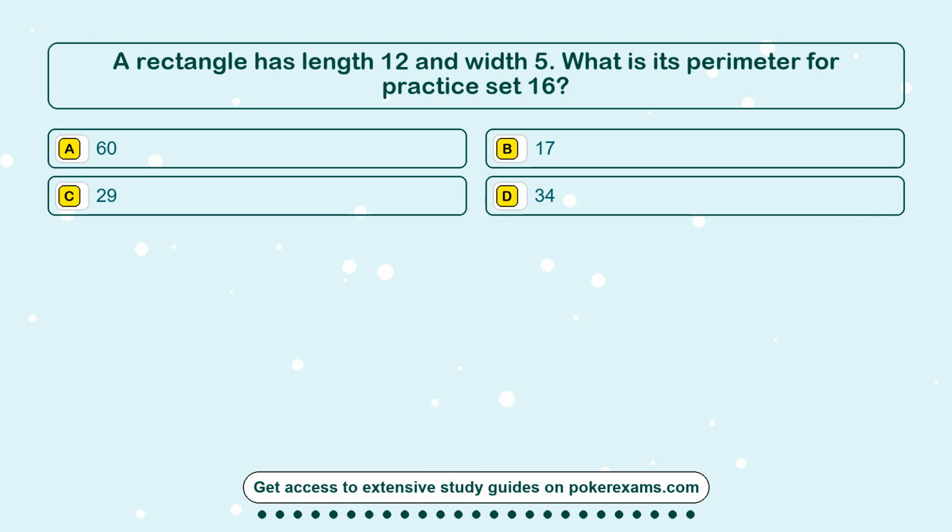Question 17. A rectangle has length 12 and width 5. What is its perimeter for practice set 16? Option A 60. Option B 17. Option C 29. Option D 34.